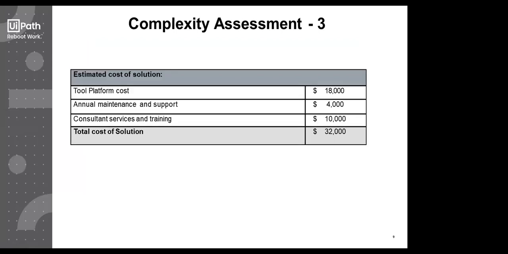So now this is the after you have automated. Like we talked earlier, there are two main factors, that is before and after. So in after, what we calculate is the tool cost and the maintenance cost. So if the tool platform cost is $18,000 and the annual maintenance and support is 4, and then the consultant services and training, that is, if you support the process which is in production, you have to train your employees and you will have to give the consultant services.